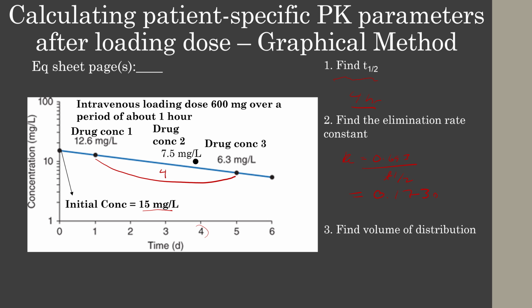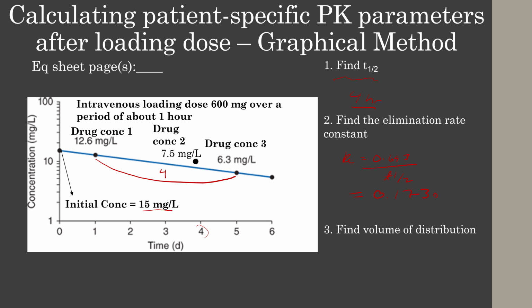And finally, because we have an initial concentration, or a C naught here, we can figure out what the volume of distribution is. Where does volume of distribution come in? We just learned a few slides ago, it's all dependent on loading dose. Because when we do a loading dose, we're only worried about how big that vessel is. We're not worried about the drug being cleared yet.